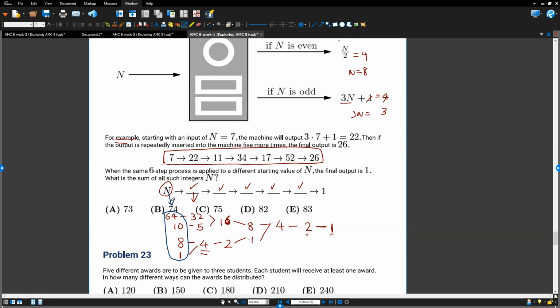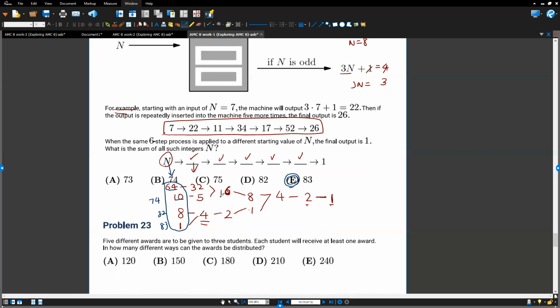The question asks for the sum of all these numbers. 64 plus 10 is 74, plus 8 is 82, plus 1 is 83, okay? But that is not hard, right? If you understand the programming. That is okay. Wow, too boring.